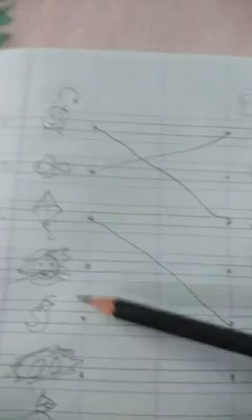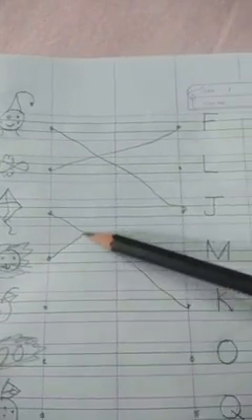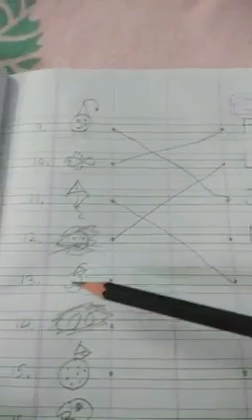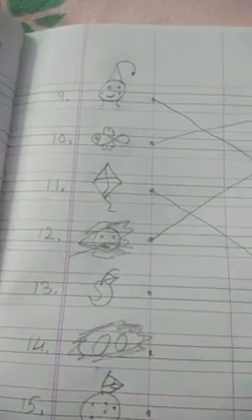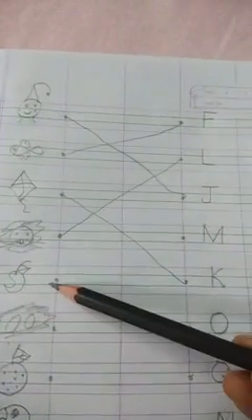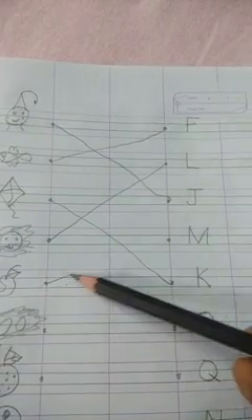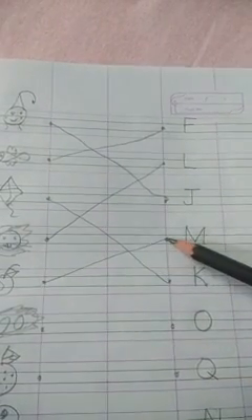Yes. Now tell me, what is this? L for lion. Yes, now check where it is written. It is done. Oh, it is here on number 2. Then join it. L for lion, like this. Now what is this? M for mango. So check where it is. It is here. So join from mango to letter M.